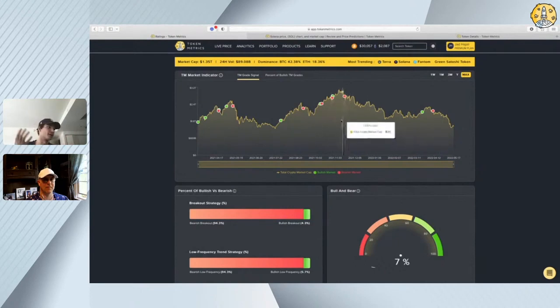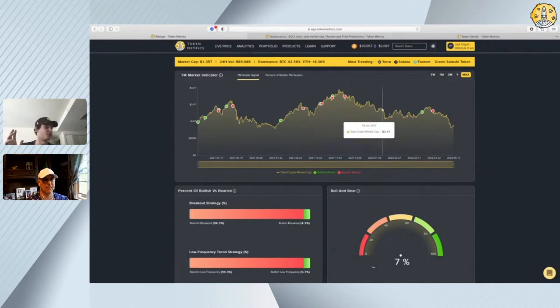So quickly, just to show you guys, at the first big market top in May 2021, our indicator went bearish at 2.3 trillion. And then during the market bottom in July, our indicator went back to bullish at 1.6 trillion. And this is only by looking at all the TM grades we have in our system.